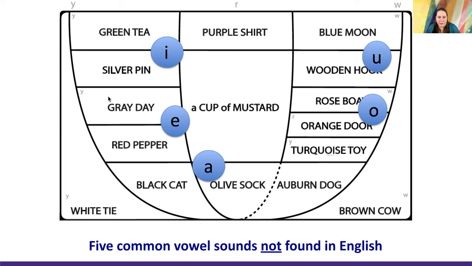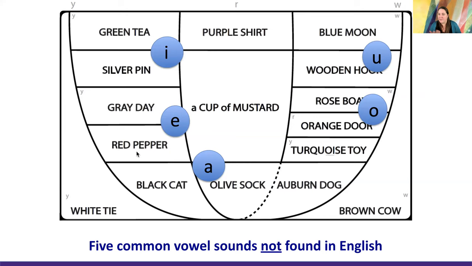Now, if you're watching my mouse, I'm circling over these phrases and you may be wondering what they mean. Each of these phrases represents a vowel sound. And it's not difficult to know which one they represent because the same sound is in both words. So red, pepper, both have eh in it. And that is the vowel sound eh.